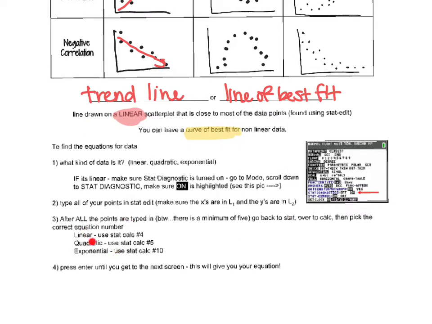So if your data is linear, you're going to use stat calc 4. If your data is quadratic, you'll use stat calc 5. If your data is exponential, you'll use stat calc 10. And then you're pressing enter a bunch of times so you get to the next screen, and it's going to give you your equation. We're going to do that in a second.